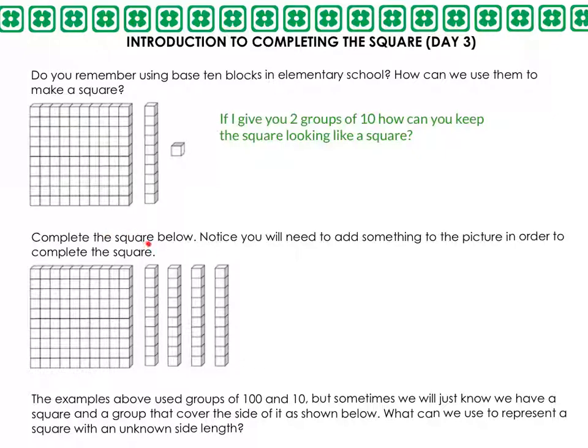And we want to complete the square below. And notice that you will need to add something to the picture in order to complete the square. So in other words, I just talked about pushing this onto here, but it won't create a square unless I added something else to the picture. So go ahead and give that a thought. And again, we'll go over this more in class, but I just wanted to pose some questions to you to see what you would come up with on your own.